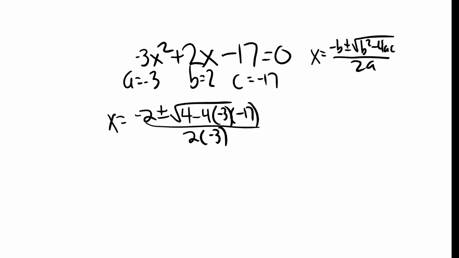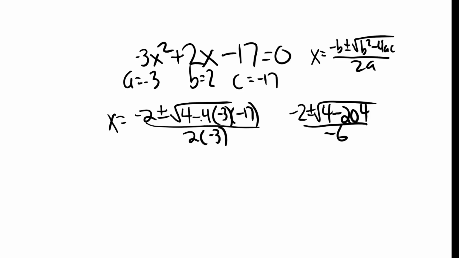And if we look at this equation, we're going to have to simplify that inside. Let's think about this. Negative 4 times negative 3 is positive 12. Positive 12 times negative 17, we can cheat and use a calculator on this. I think it's 204, right? 12 times 17. Oh, it is 204. Fantastic. And we get negative 2 plus or minus the square root of 4 minus 204 over negative 6.